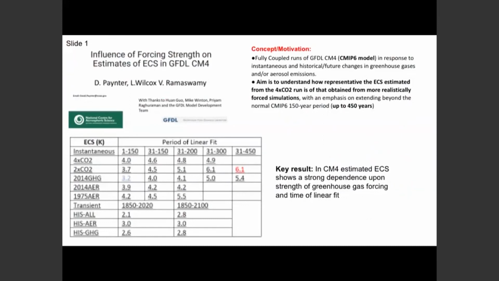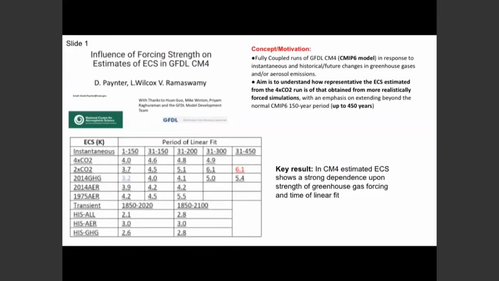So this is basically some work we have done with the GFDL CMIP6 model, and we're just trying to explore the parameter space of estimates of ECS as a function of both different forcing experiments and also the length of the forcing experiments here. So obviously, just to try and get a little bit outside of the single ECS value you can often get for a model from the 4 times CO2 experiment.